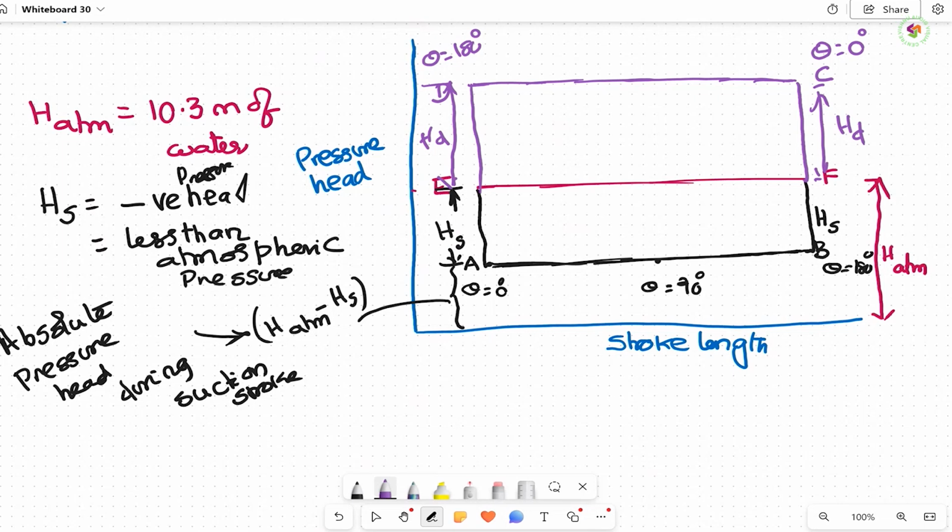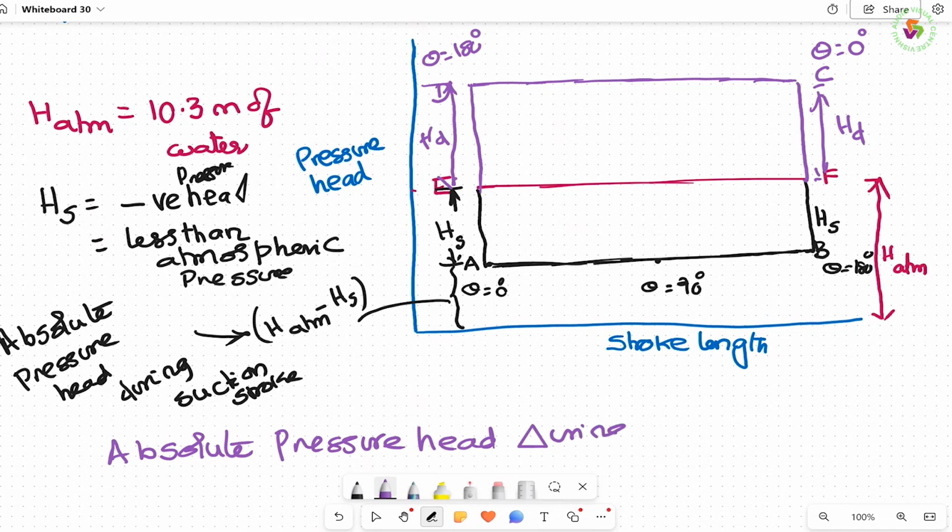If you want the absolute pressure head during suction stroke, it is H atmosphere minus HS. And the absolute pressure head during delivery stroke is equal to H atmosphere plus HD.